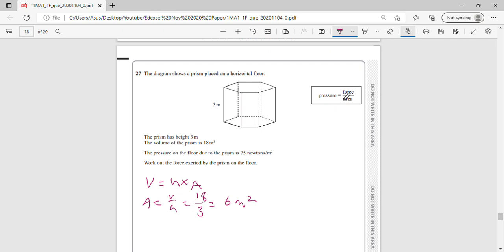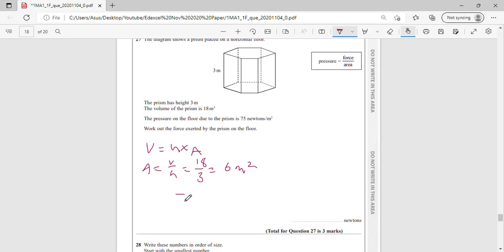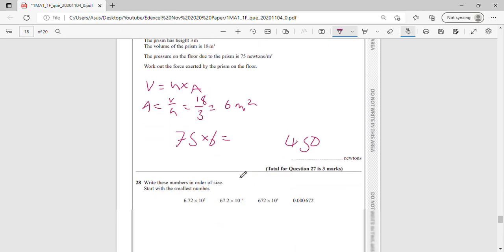We know that pressure equals force over area. We're trying to find the force exerted on the prism by the floor. So pressure is 75 newtons per meter squared, so it's going to be 75 times 6. Oh, we don't even have a calculator. 75 times 2 is 150, so it's going to be 450 newtons.